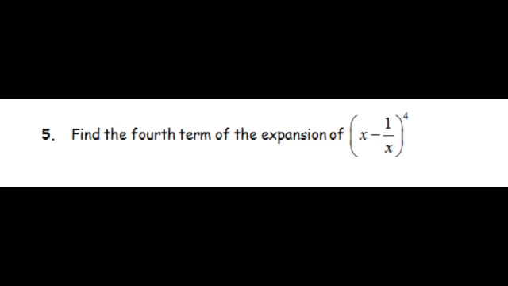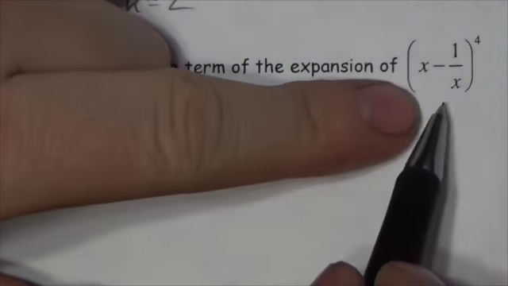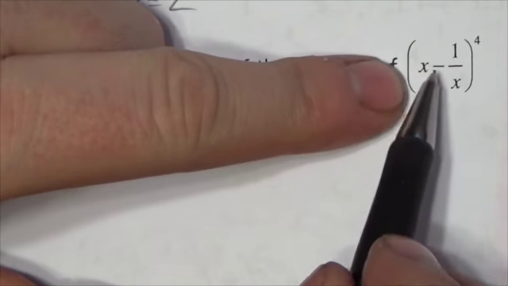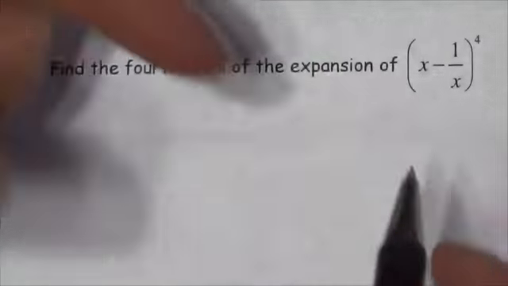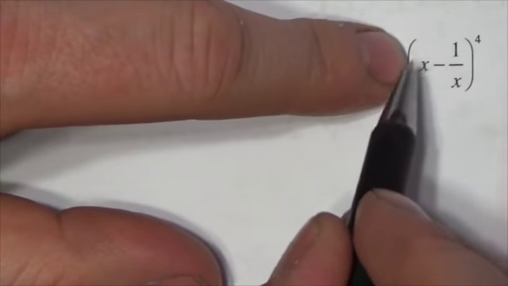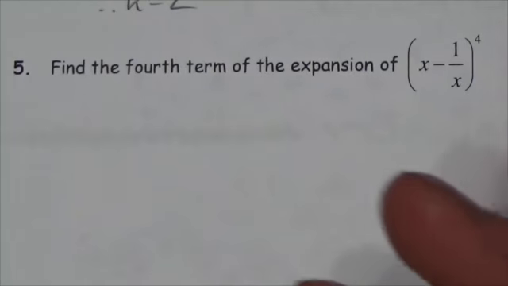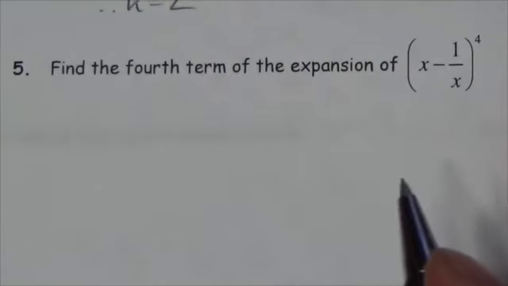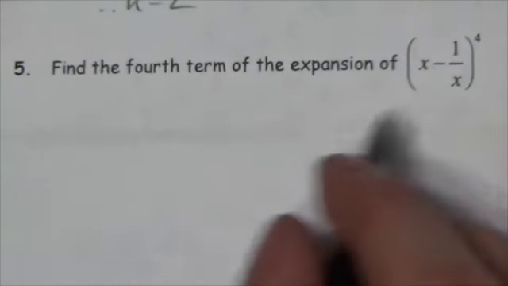Find the fourth term of the expansion of x minus 1 over x all to the fourth. All right, finding the fourth term of the expansion. Now the only thing that makes this question different than the previous ones is notice the two terms in there, x and 1 over x. In every one of these expansions, we end up multiplying a power of this term by a power of this term. So in this case, you should anticipate there's going to be some canceling here, and that's what we're looking to investigate. What happens with that kind of canceling?